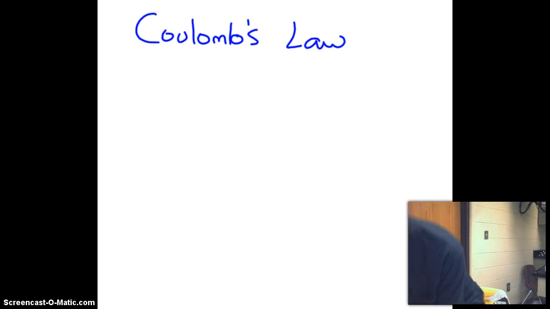So let me show you something real quick up here. There is a physics topic that you probably will not find in a chemistry textbook very often. It is called Coulomb's law. He was a Frenchman, and if you are at all familiar with Isaac Newton's law of gravity, it's a similar kind of a thing.